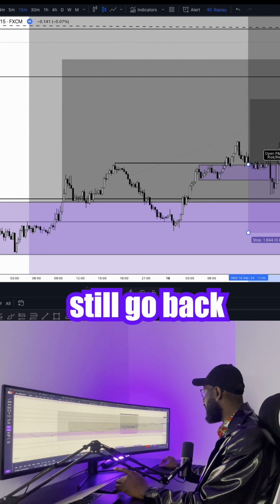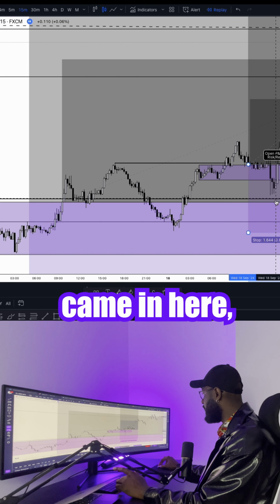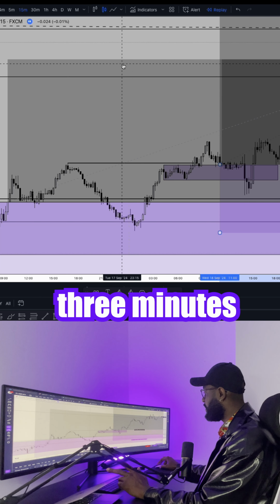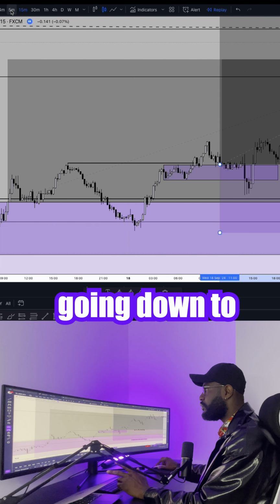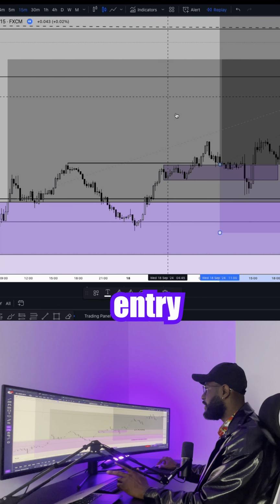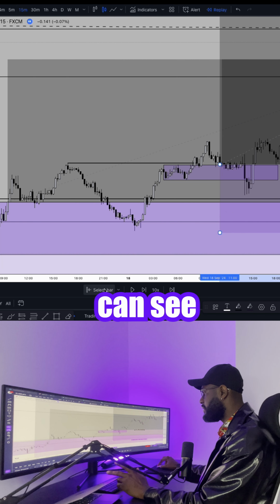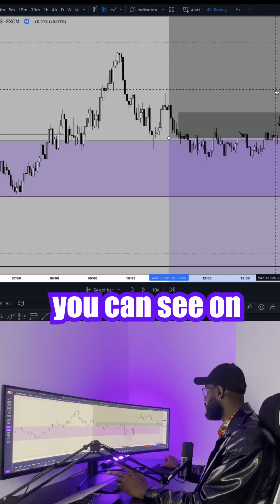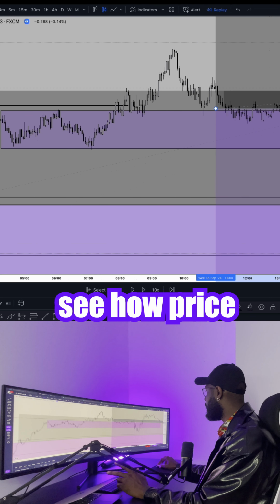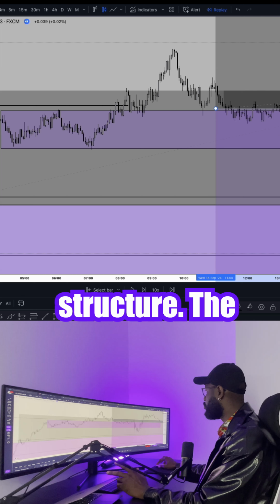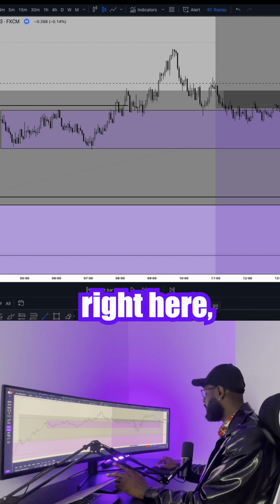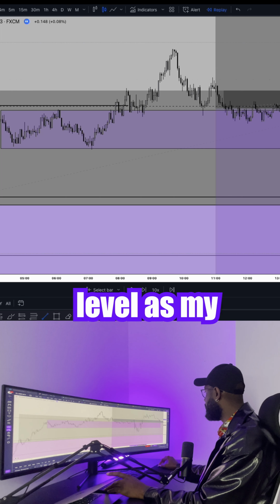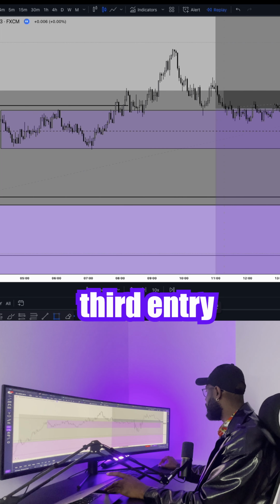And now if we still go back in here, the moment price came in here, I'll be looking for another entry, a third entry, and that will be with the 3 minutes time frame. The moment I see price in there, I'm going down to the 3 minutes time frame to look for an entry position. You can see on the 3 minutes time frame how price created a high, created a low, broke structure. The moment we broke this structure here, I'm using this key level as my third entry into the marketplace.